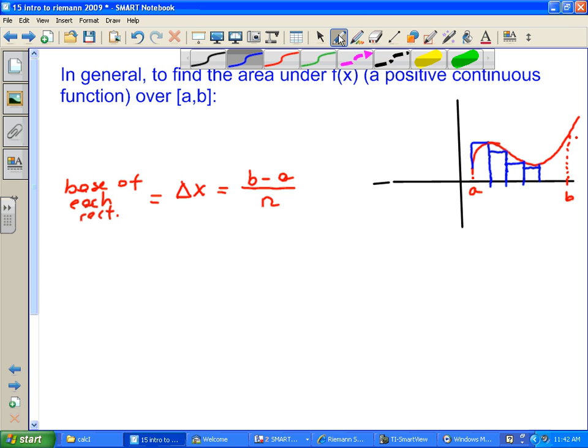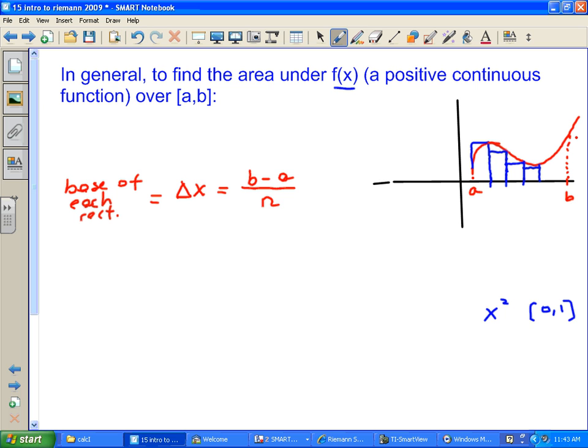All right, what we're going to be doing next is to generalize the process that we have just seen. So far, we worked with a particular function, f of x equals x squared, over the interval from 0 to 1. But we want to be able to find the area under any function f of x, as long as it's a positive, continuous function that lies above the x-axis, and over any interval from a to b.